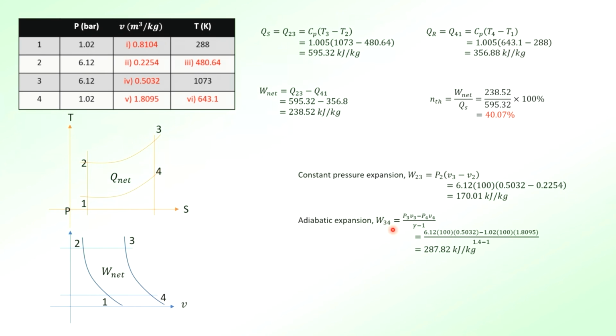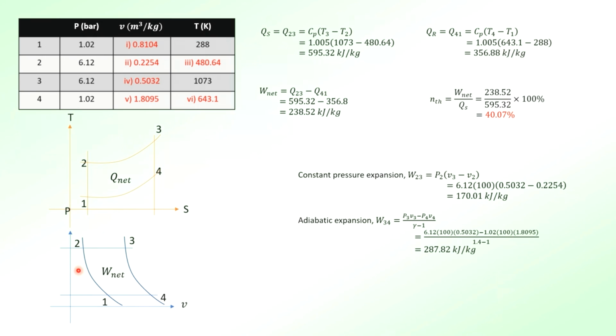And then adiabatic expansion for the work done, 3 to 4. You actually can use Cp (T3 minus T4) as well. You can use Cp (T3 minus T4), or you can use this formula here that is based on the integration method, where you find the area under the curve from 3 to 4 in your PV diagram, because the area of PV is work.